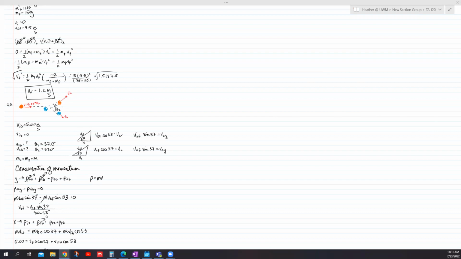Problem 42: shuffleboard discs of equal mass, one orange and the other green, oh, I drew blue, are involved in a perfectly elastic glancing collision. The green disc is initially at rest and is struck by the orange disc, moving initially to the right at 5 meters per second. After the collision, the orange disc moves in a direction that makes an angle of 37 degrees with the horizontal axis, while the green disc makes an angle of 53 degrees with the axis. Determine the speed of each disc after the collision.